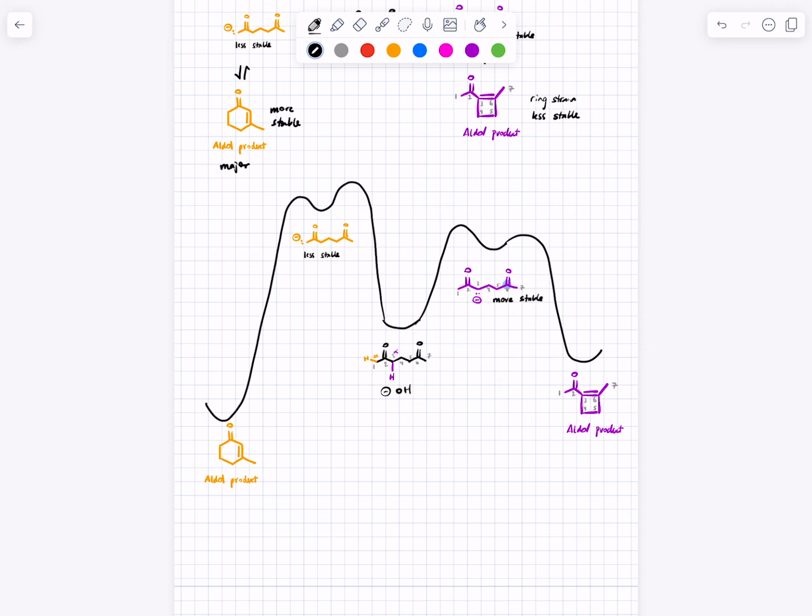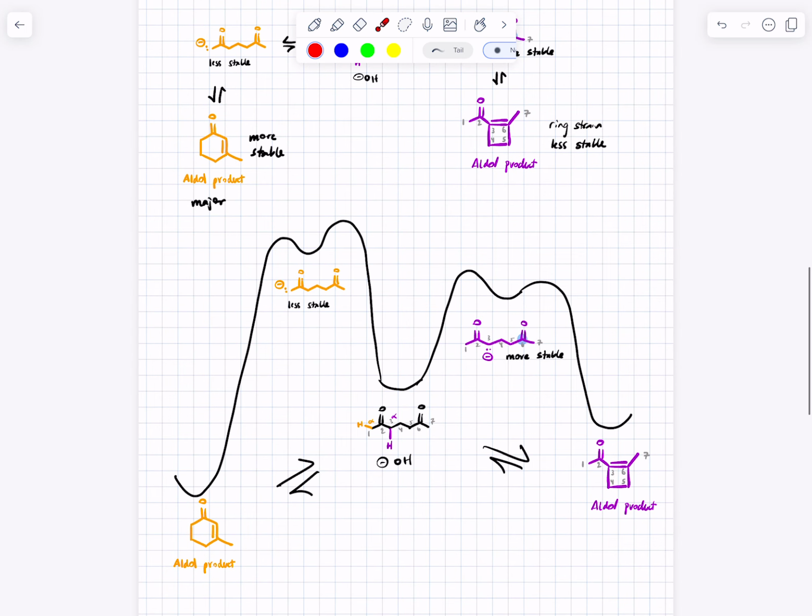We have to go even more uphill to the less stable enolate, but we get to go more downhill to the more stable product. Ultimately, if the products are in equilibrium with the starting material, which I've said they are, product ratios are determined by the relative stability of the products. So the main takeaway is it's okay to use hydroxide in this situation. It gives you the more stable product.